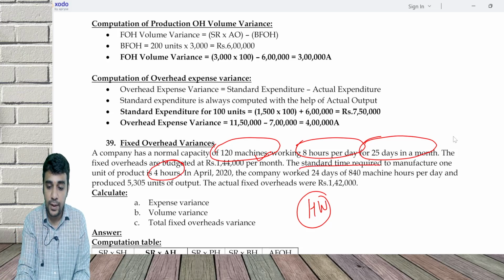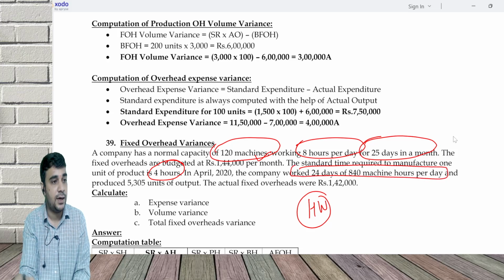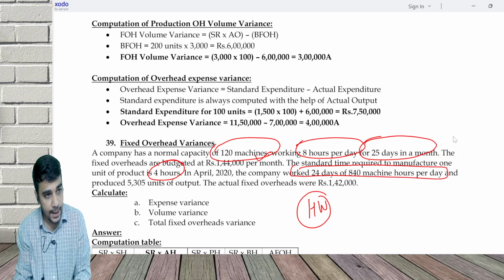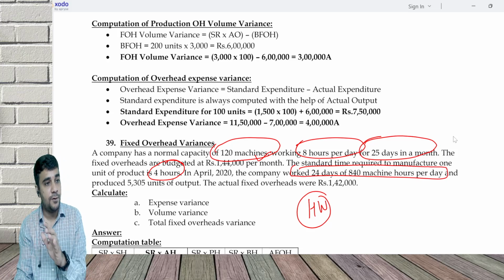The company worked for 24 days of 840 machine hours per day. 24 into 840 is the actual hours, and 5305 is the unit. So 1 unit is equal to 4 hours, and 5305 units is equal to question mark.